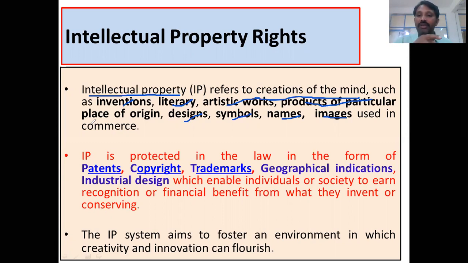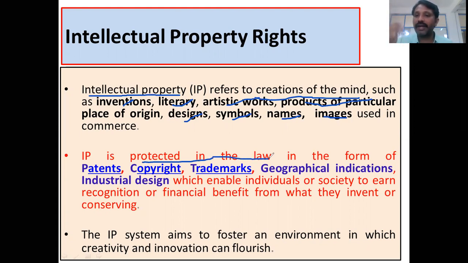these things by using their brain or by using their mind. Such things are called intellectual property. It's not physical property. They created the property by using their brain or their mind. Such property is called intellectual property. Intellectual property is protected in the law. It is protected in the law in various forms.